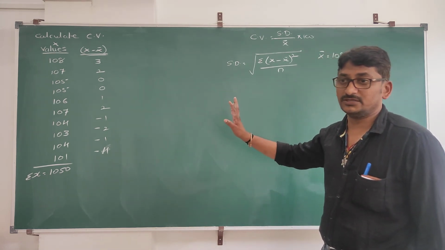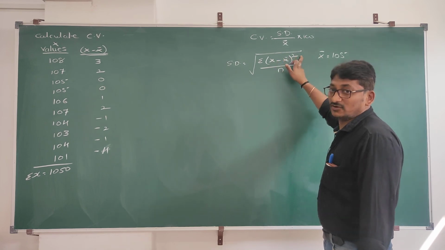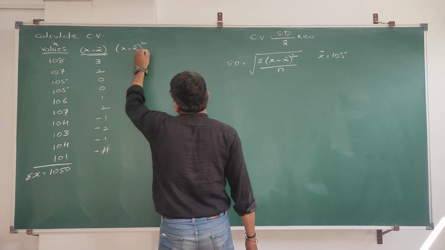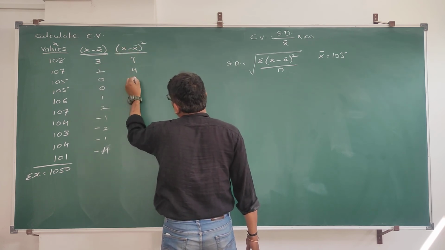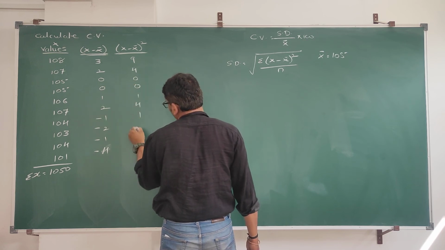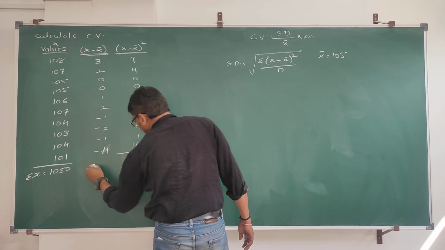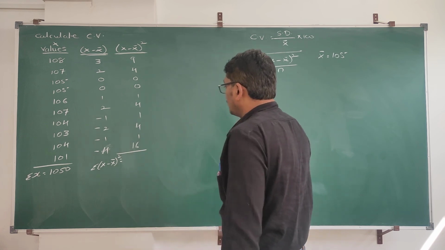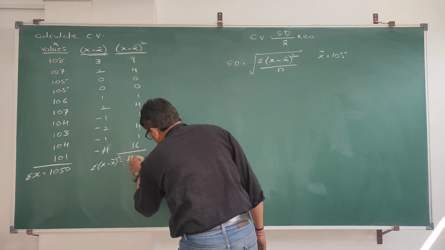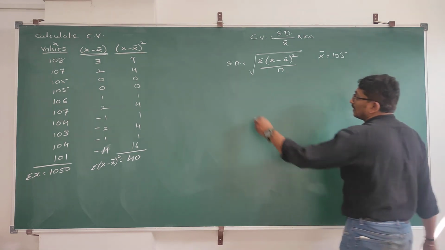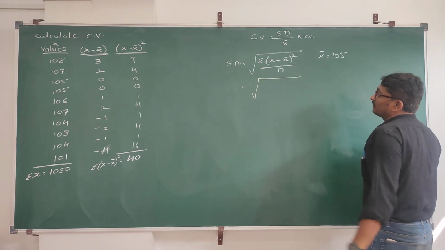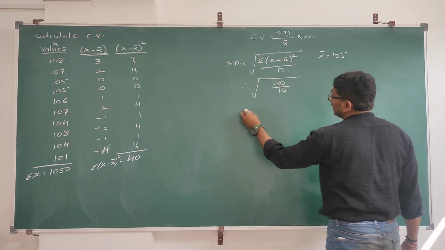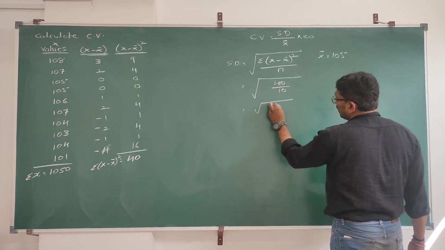Don't make the total of this column, it is of no use, because we want the square of this column. So make the square. X minus x bar the whole square: 9, 4, 0, 0, 1, 4, 1, 4, 1, 16. Now make the total. Summation x minus x bar the whole square is equal to 40. Exactly 40? Yes. Now apply the formula. Root of 40 divided by the n value 10, which is equal to root of 4.